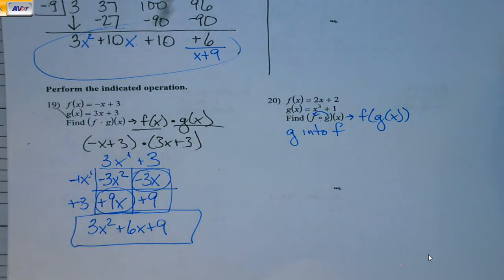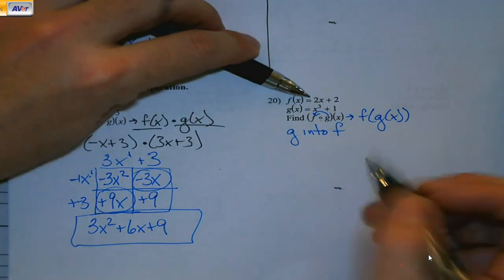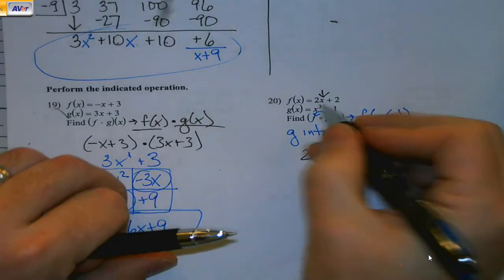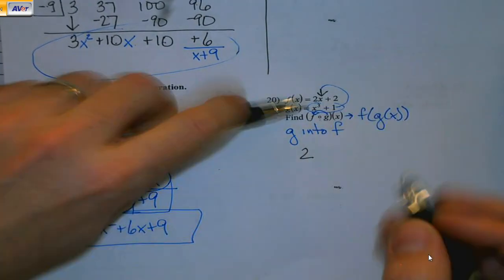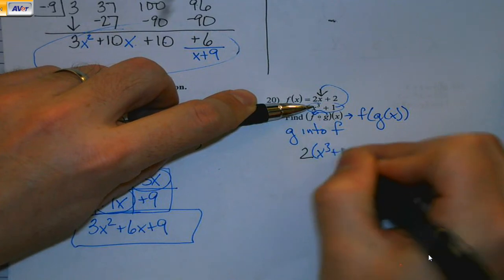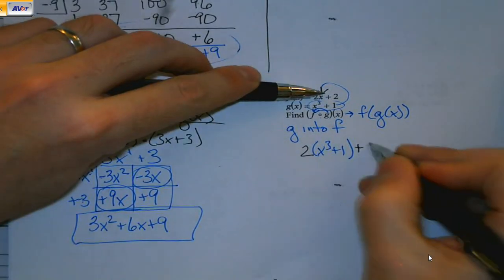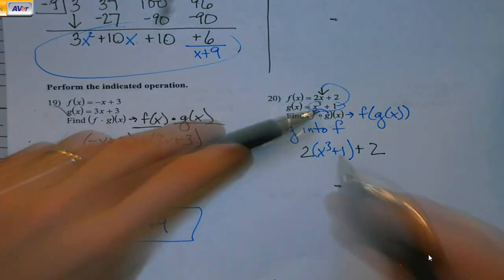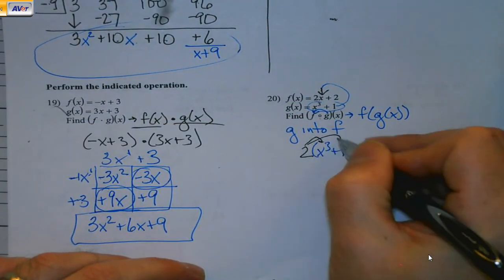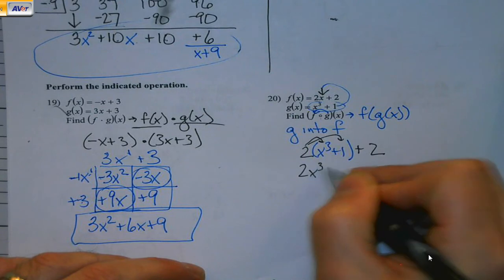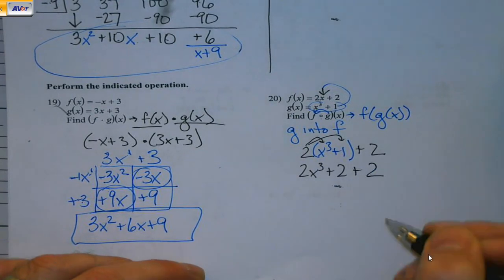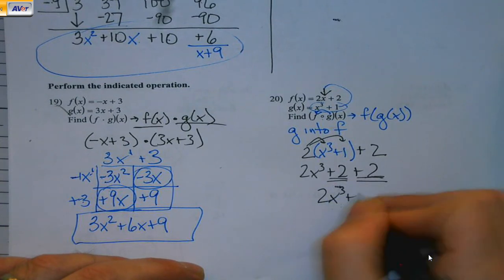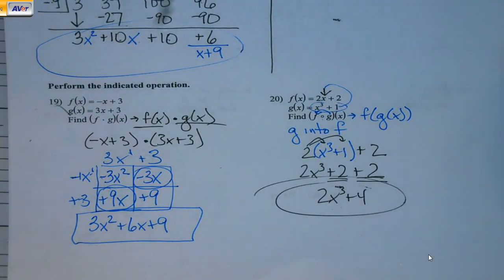So here's what that would look like. Here's my F function. When I get to the X, I'm replacing it with G. Everything else in my F function is normal, except the X is being replaced, and then I simplify what I have. Combine my terms that are alike, and I'm done.